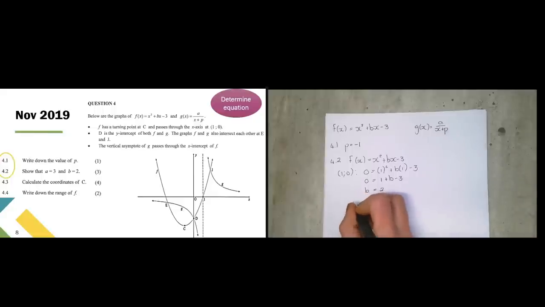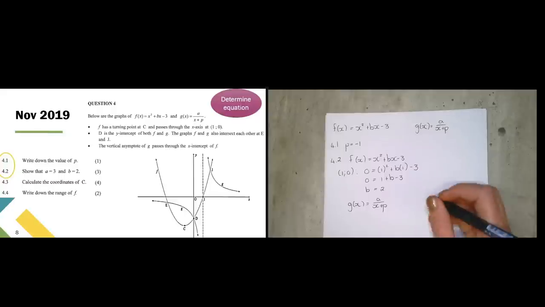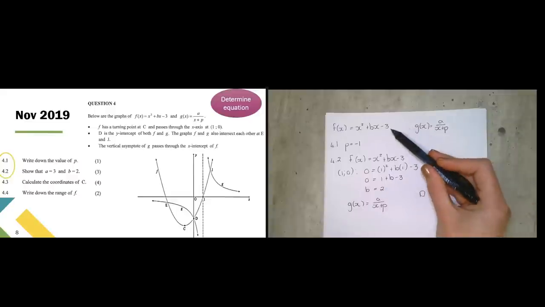Okay, and now I must still get a. What was the equation again? G(x) equals a over x plus p. Do I have a coordinate that I can sub in? Not that I can read off the graph, but if I look at the hyperbola, I can see that it goes through coordinate D. And what makes coordinate D unique? I know it is the y-intercept of both the hyperbola and the parabola. So, what is coordinate D? It is the y-intercept of the parabola, but I know what the equation of the parabola is. I just worked it out.